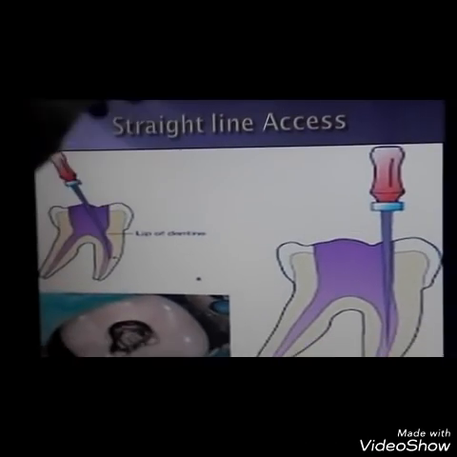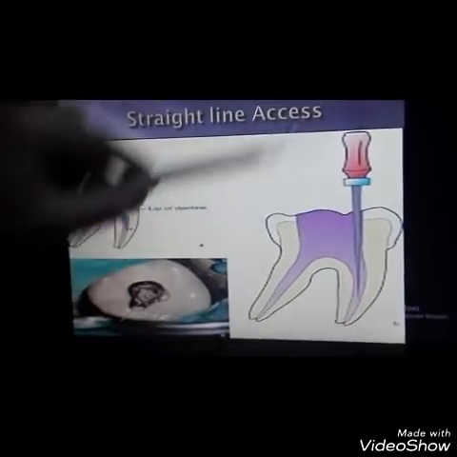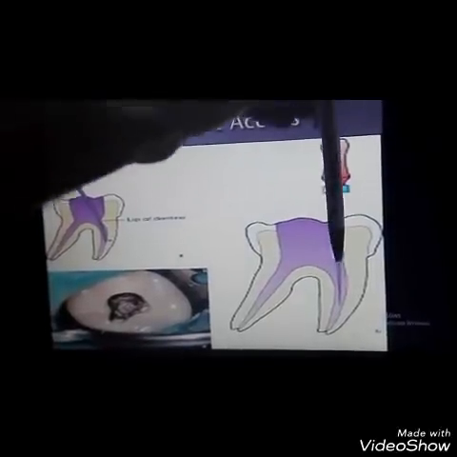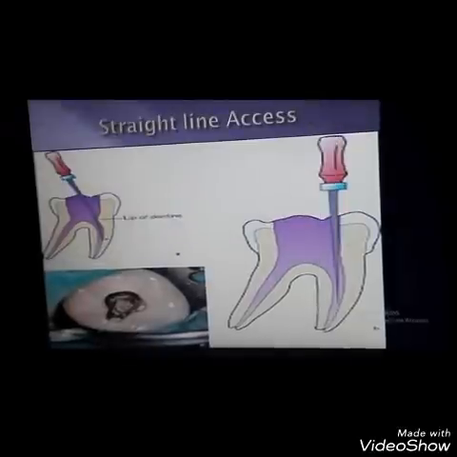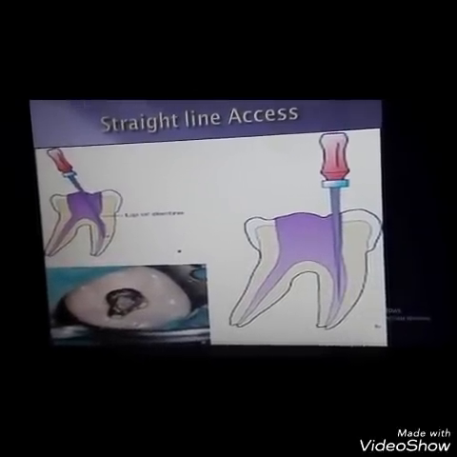So the nice one here in this picture, I want to insert my file easily into the canal system without interference from canal walls.